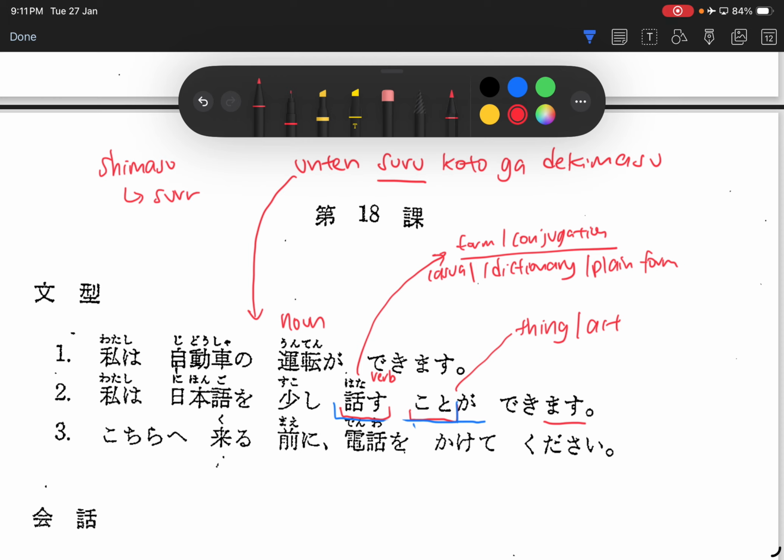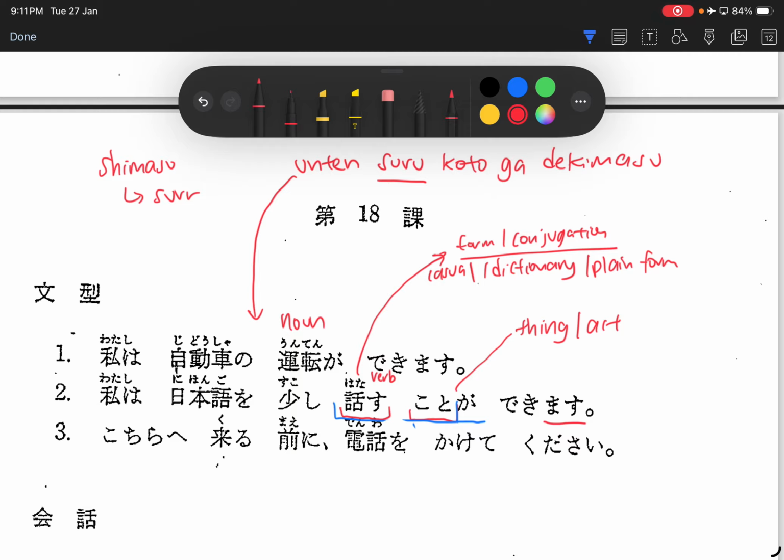So instead of saying unten ga dekimasu, I say the longer form. Unten suru koto ga dekimasu. So the act of driving, I can. Right? So basically now I'm trying to tell people that I have a potential. I have the ability of doing this thing, of completing this action. The action of speaking. I can complete the action of speaking in a way.